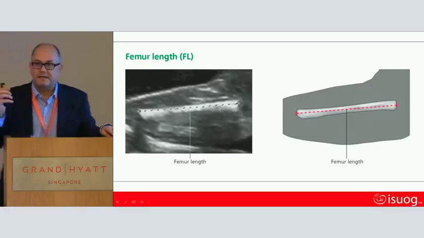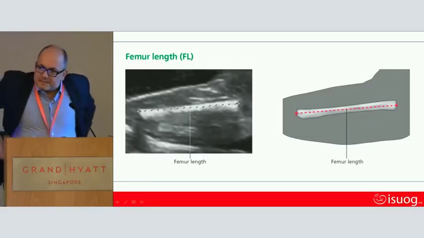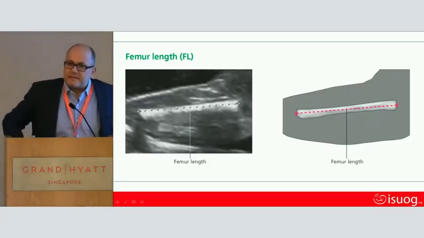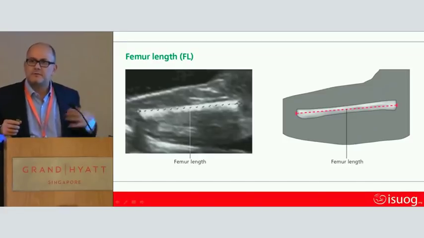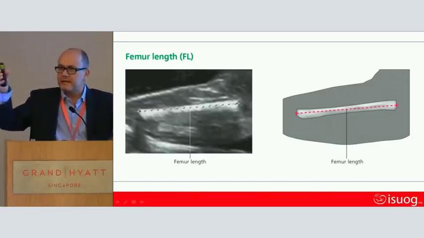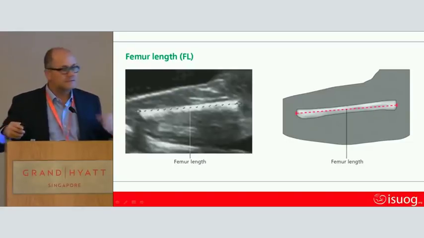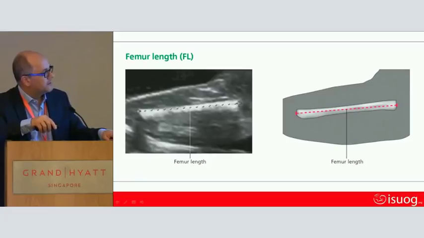We can also measure the femur length. The femur length is pretty easy to measure. Perhaps surprisingly, the femur length is actually one of the less reproducible measurements. It's not as reproducible as one might think, because it's a bony measurement. You think it's very clear, but actually, compared to the head circumference, the measurement is less reproducible. We measure the femur. It's a pretty straightforward measurement.